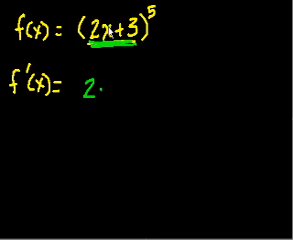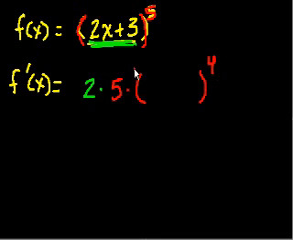So then, what's the derivative of x to the fifth? Well, the derivative of x to the fifth, I'm going to do that in a different color. So the derivative of x to the fifth is 5x to the fourth, right? So it'll be 5 times something to the fourth. But here we didn't take the derivative of x to the fifth. We took the derivative of 2x plus 3 to the fifth. So we just put the 2x plus 3 there instead.